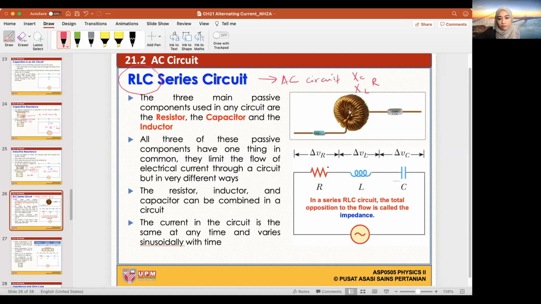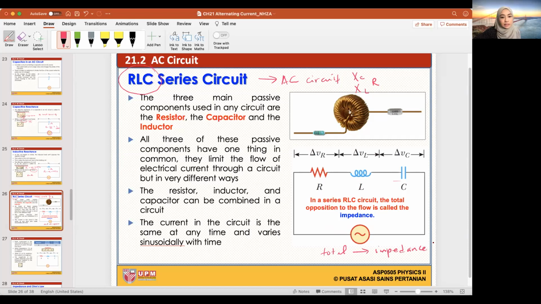So this is the voltage of R. So IR, dah bagi kita tak cakap lagi ni. So IR is your voltage, and then we have our voltage for the inductor, and then we have the voltage of your capacitor. In a series RLC circuit, the total opposition to the flow is called impedance. The total opposition to the flow is called impedance. So now, tadi kita cakap pasal inductive reactance, we talked about capacitive reactance, and also resistor, right? But when we combine these three together, the total of it is called impedance.